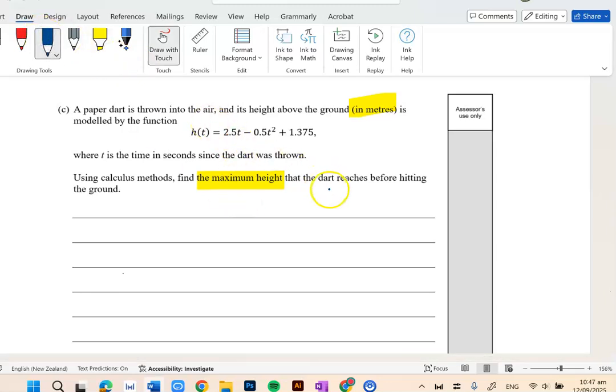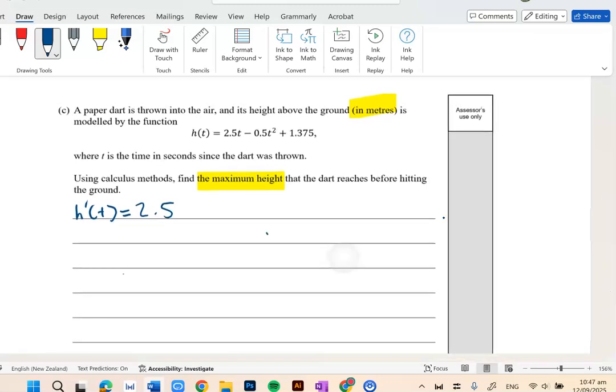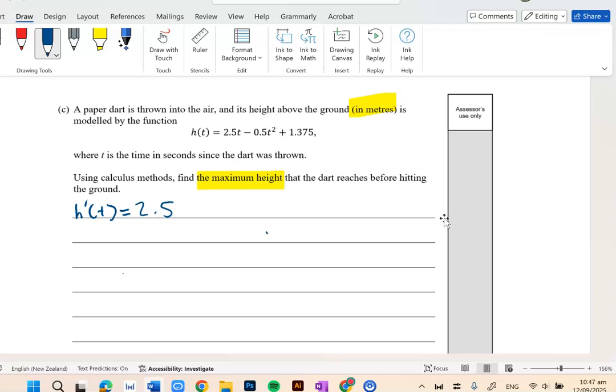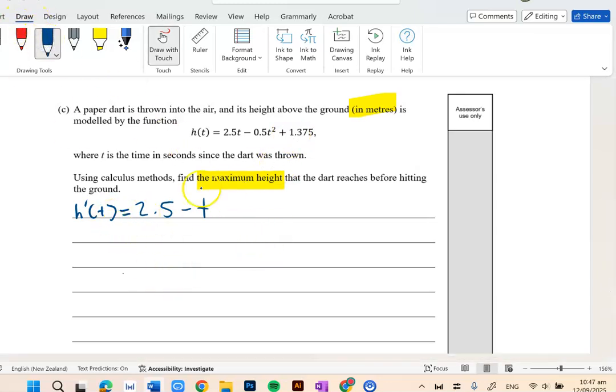Alright, the first thing we need to do is find the time, obviously, or else we can't do anything. So we always differentiate this equation first, so h dash of t equals 2.5t, that will just become 2.5, minus 1, so that's just going to become t, and then that 1.375 goes away. So once we do that, remember we make things equal to 0, so 0 equals 2.5 minus t. That means negative 2.5 equals negative t. So that means t equals 2.5 seconds.